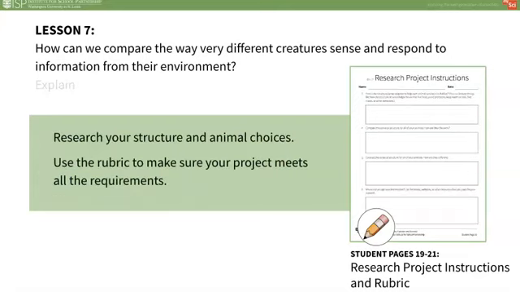In the Explain portion of this lesson, students will need time to research their structure and animal choices, then complete their project. Keep in mind that this will take up the bulk of the 5 days recommended for this lesson. Students should refer to the research project instructions and rubric sheet to help them outline their research.